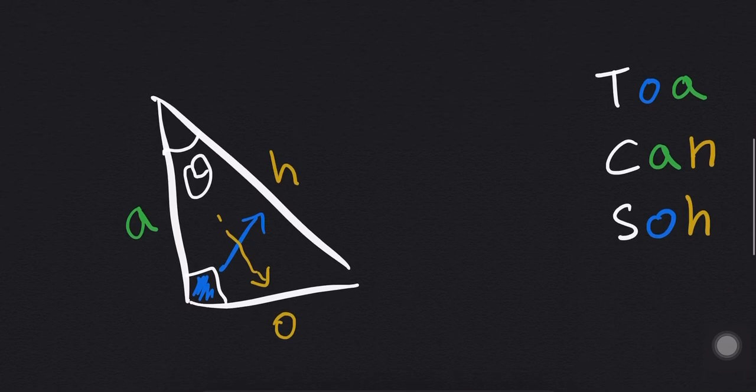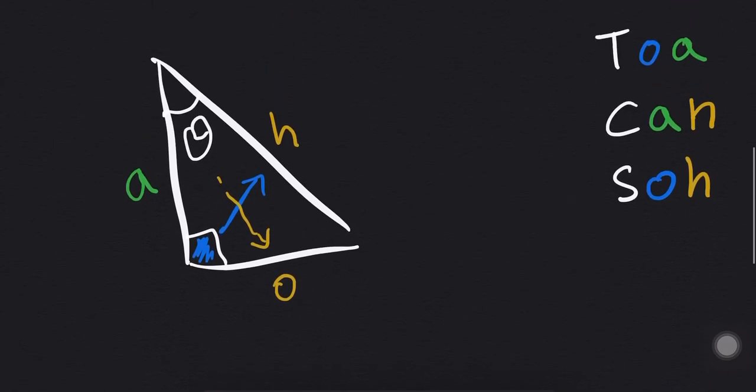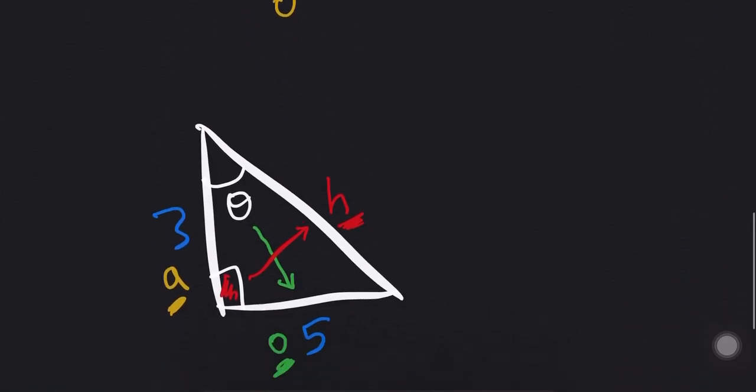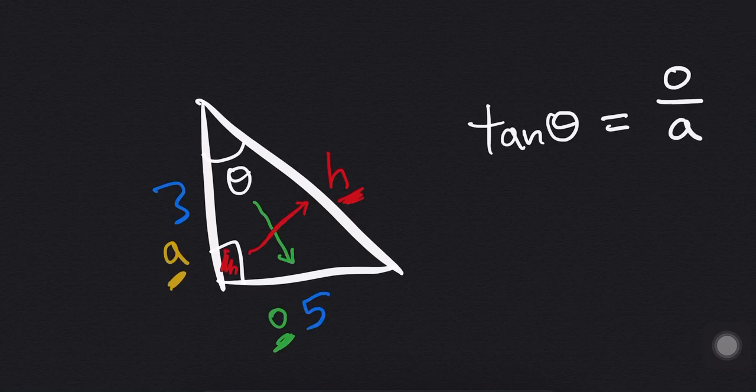As you can see, we have TOA CAH SOH. We have O and A here. The rest are A and H, O and H, so we cannot use those, we can only use TOA. This means it will be tangent. Sine, cosine, tangent is always together with the angle. So we have TOA, so tangent of the angle is equal to O over A. My O is 5 and my A is 3.